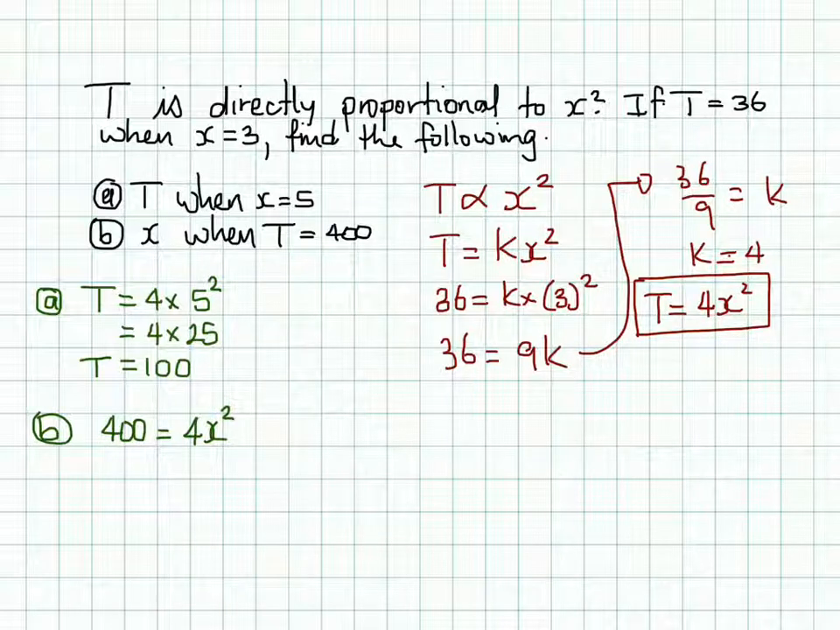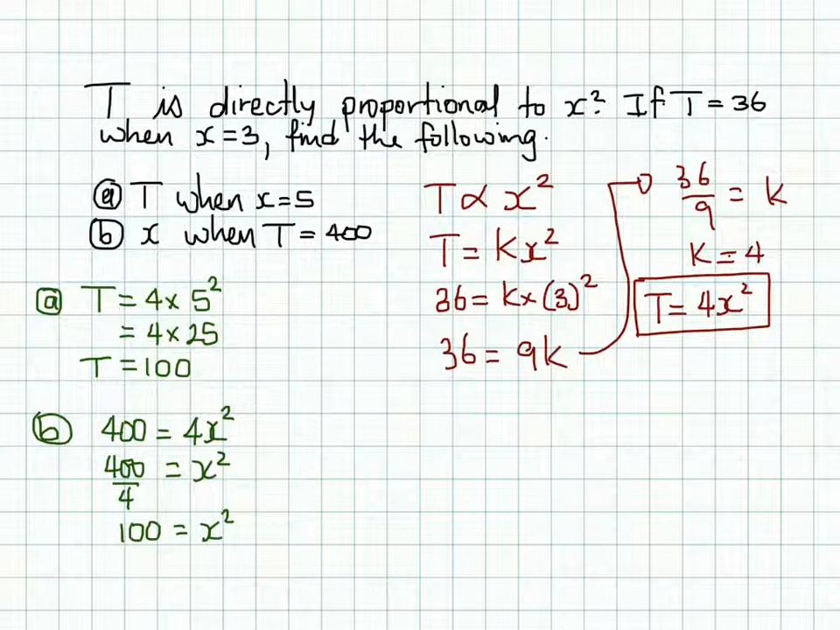My first job to do is divide by 4 to get rid of that 4. So 400 divided by 4 is equal to x squared. This gives me 100 equals x squared. And the last thing I need to do, if I've got a square and I need to get rid of it, is square root both sides, and that's going to sort the problem out.